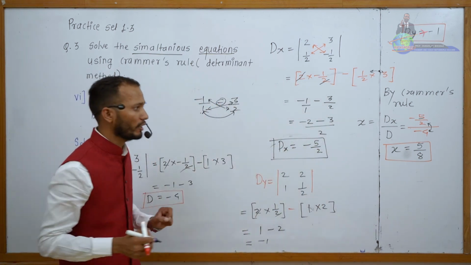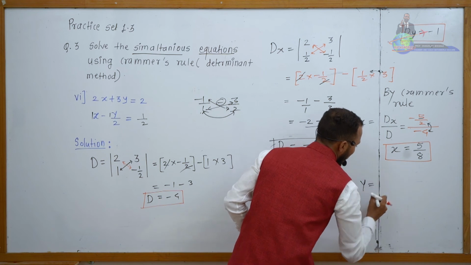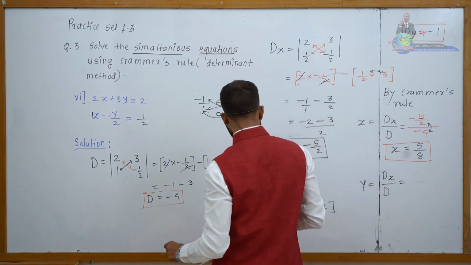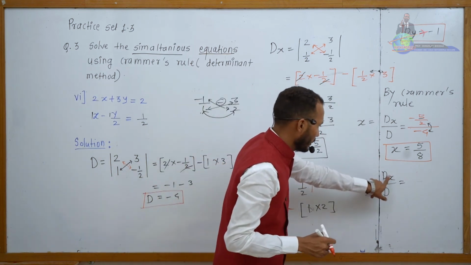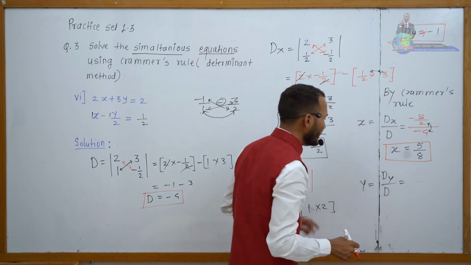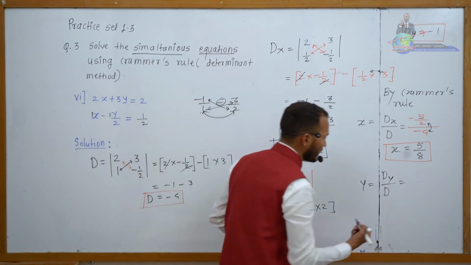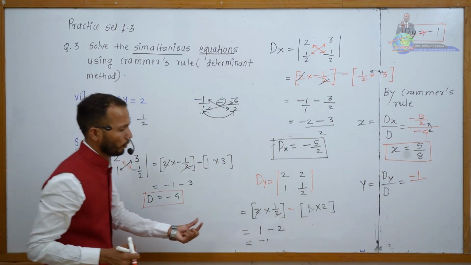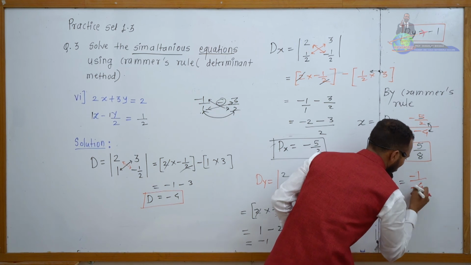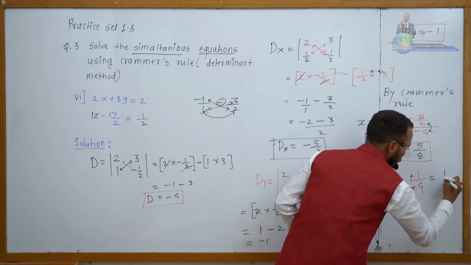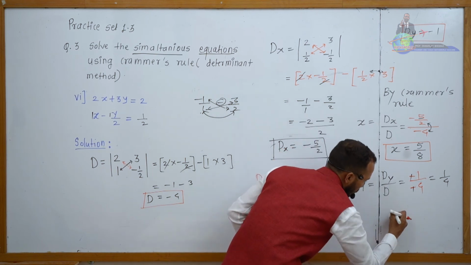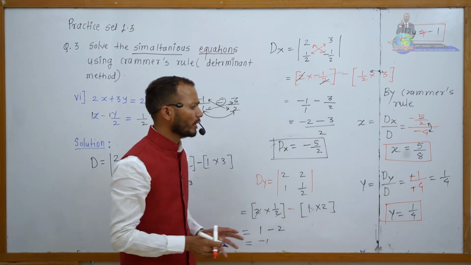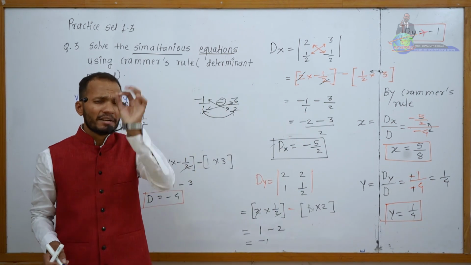Now student, we have to find the value of y. Here y is equal to Dy by D. What is the Dy, student? Dy is minus 1. So here is minus 1 divided by D. What is D? D is minus 4. So student, here minus 4, minus cuts plus, so it is equal to 1 by 4, the value of y. So y is equal to 1 by 4. It is the value of y. So x is equal to 5 by 8 and y is equal to 1 by 4 is our definite, fixed answer.